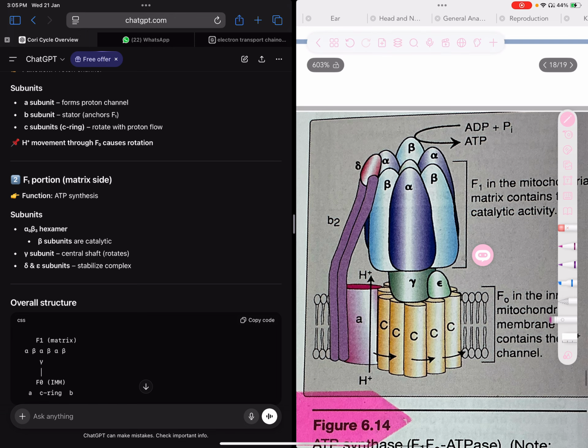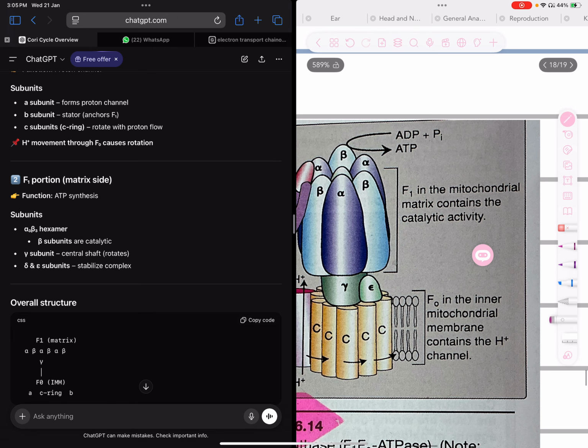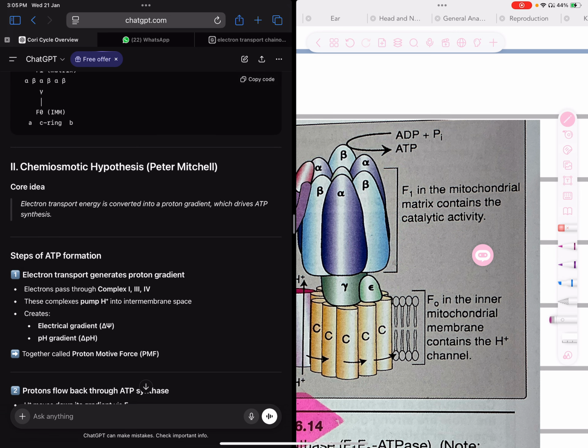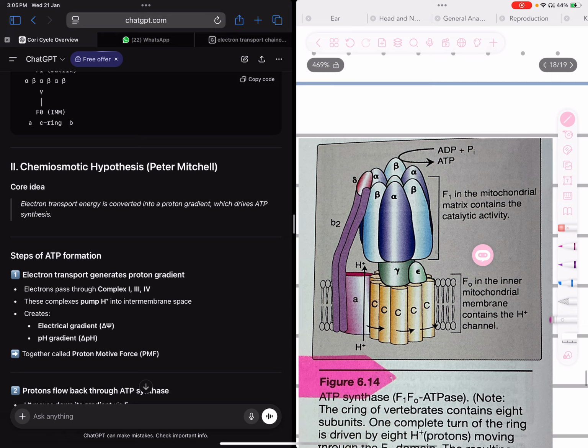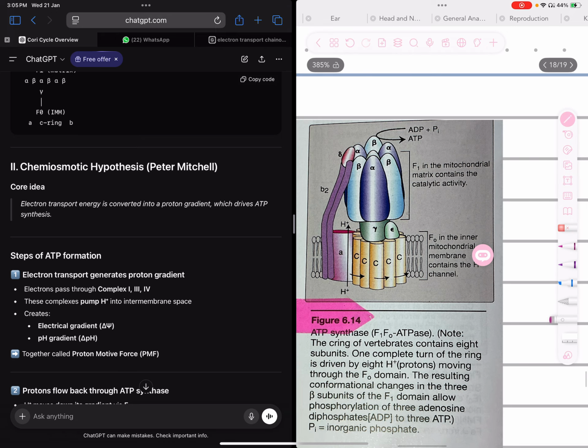Epsilon and delta, sorry. So F1 in the mitochondrial matrix contains the catalytic activity. So its function is that it contains the catalytic activity. So I hope that's clear. Now, once again, you can just have a look and have it stored in your memory.